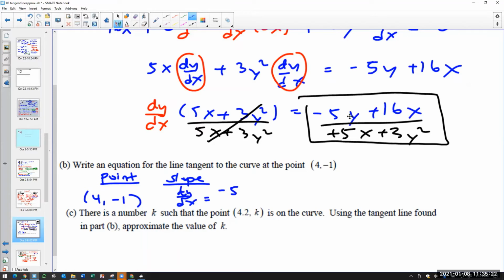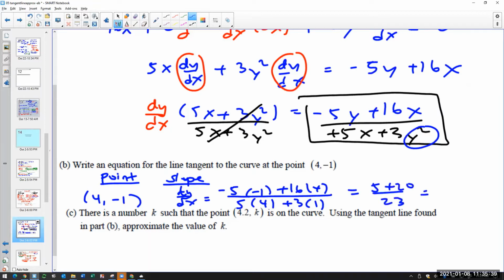But are you guys okay if I plug in right now? The x is going to be 4. And the y is going to be -1. But -1 times -1, guys, is just +1. So what I get here is 5 plus 20 over 23, which is 25 over 23. Can I get a check from someone on that? Oh, okay, I did something wrong. Oh, thank you. Okay, 16 times 4 is 64. So now I get 69 over 23. Is that 3? Okay, thank you. All right, so that's letter B.